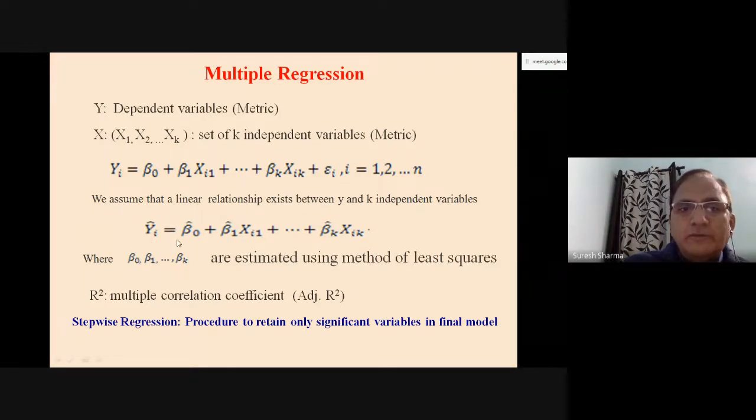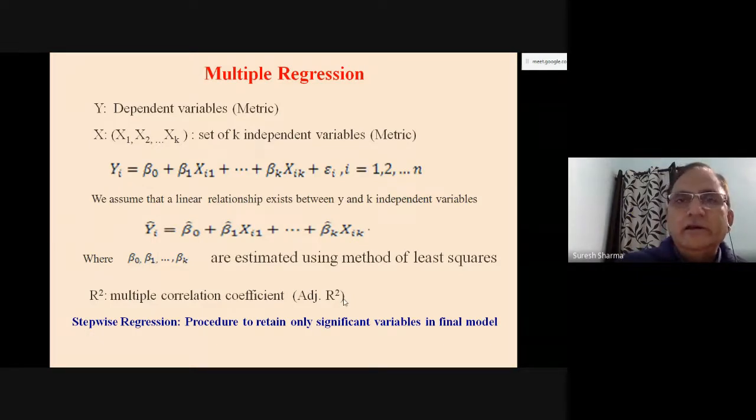Again, we minimize the error sum of squares, and then we get this type of estimated equation. These parameters will be known from the data. Now you give any value to x1, x2, xk, you can estimate y. These are estimated using the method of least squares. And then I will discuss R-square also, the multiple correlation coefficient, that makes sense in multiple regression, and what is the meaning of adjusted R-square in a practical example. So this is what we mean by multiple regression.